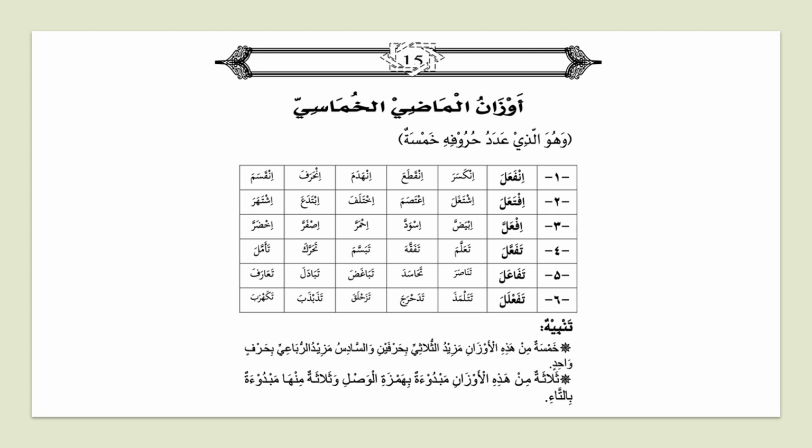In the second tanbih, he said, ثَلَاثَةٌ مِنْ هَذِهِ الْأَوْزَانِ مَبْدُوءَةٌ بِهَمْزَةِ الْوَصْلِ. Three of these begin with a hamzatul wasl, وَثَلَاثَةٌ مِنْهَا مَبْدُوءَةٌ بِالتَّاءِ. And then he mentioned the other three begin with a ta. So three begin with a hamzatul wasl, three begin with a ta.